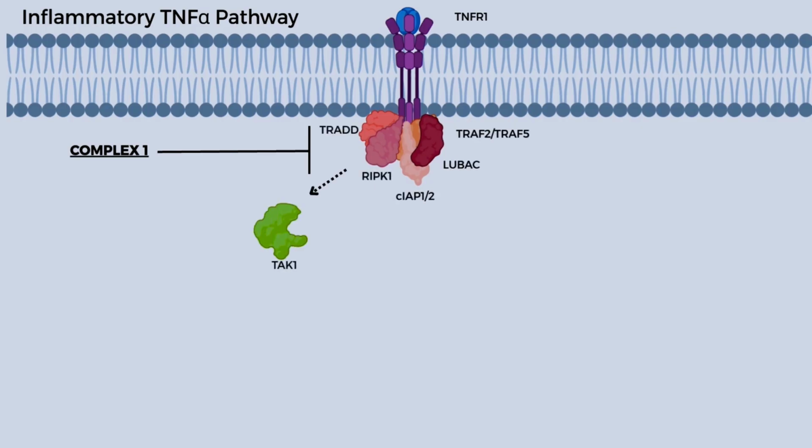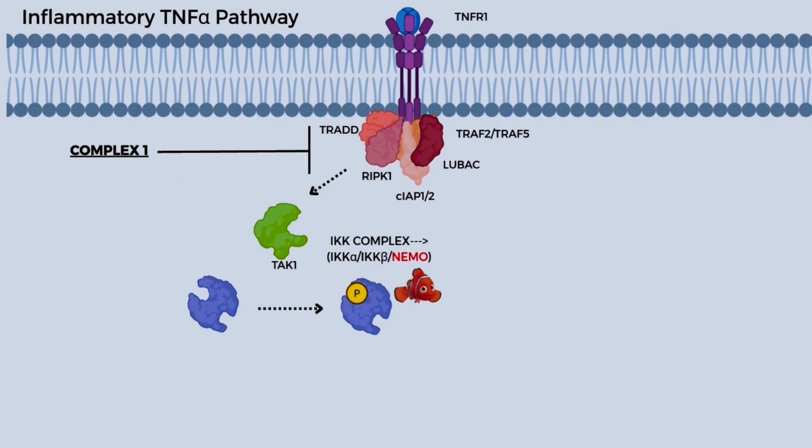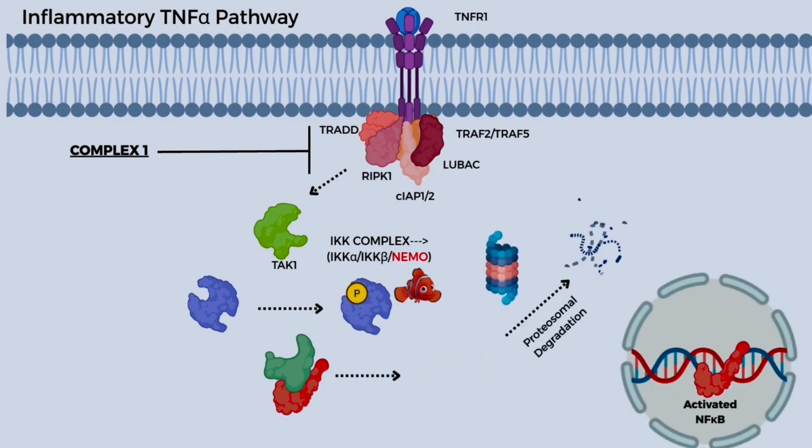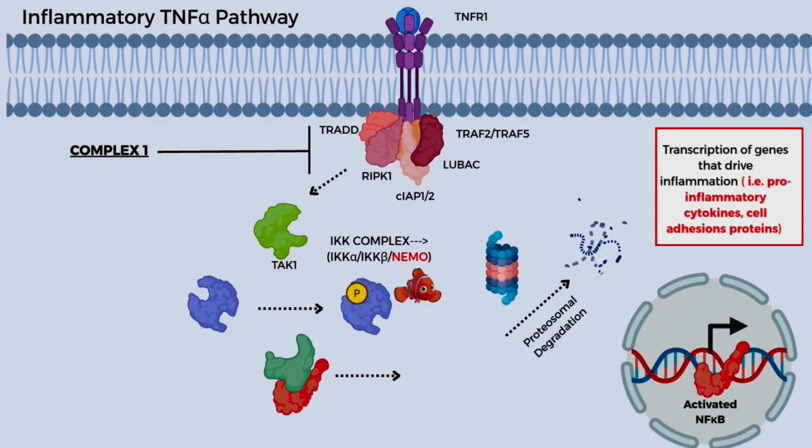This leads to recruitment of TAK1, which activates the IKK complex, which phosphorylates I-kappa B alpha, releasing NF-kappa B. Free NF-kappa B enters the nucleus, which triggers transcription of genes that drive inflammation. Also, TAK1 can activate MAPK, another key protein involved in the inflammatory response.